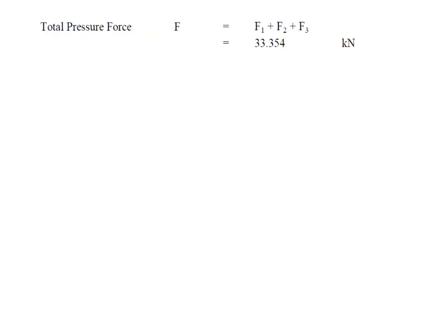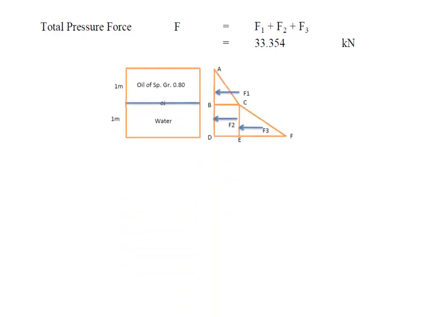Now, when I want to find the distance of F from the top surface, I need to know the lever arms for F1, F2 and F3. F1, F2 and F3 will act at the CG of those diagrams: F1 at the CG of ABC, F2 at the CG of BCDE, and F3 at the CG of CEF.